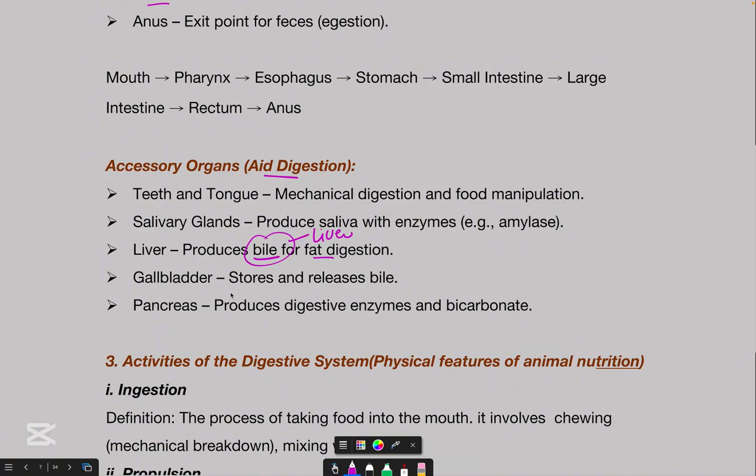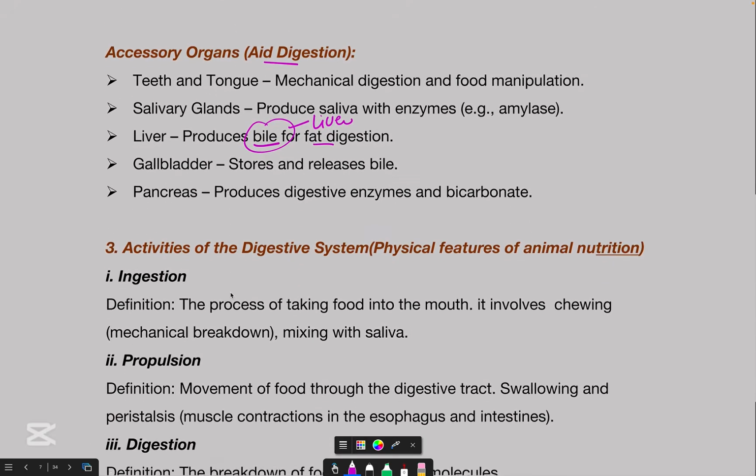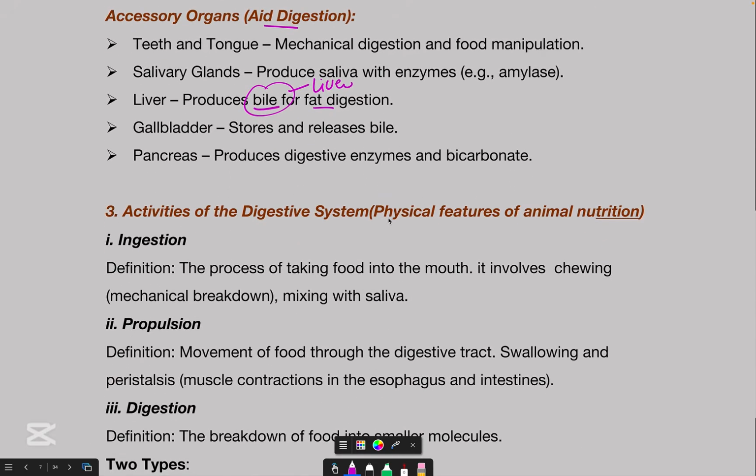Bile is produced in the liver and stored in the gallbladder. Then we have the pancreas that produces digestive enzymes and bicarbonate. All right. Now, the activities of the digestive system, physical features of animal digestion.